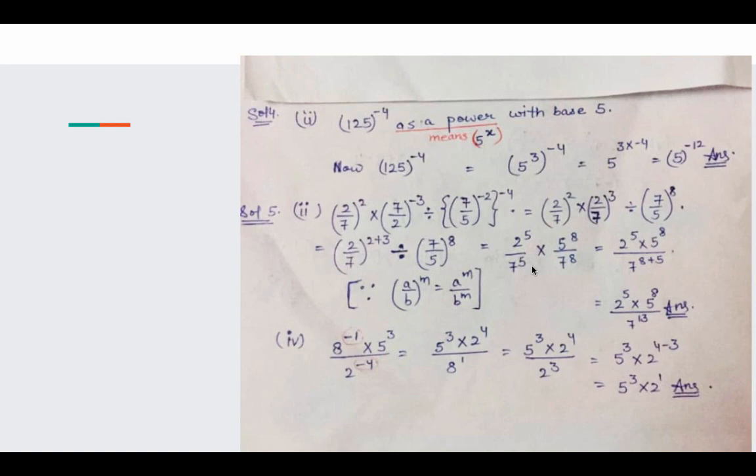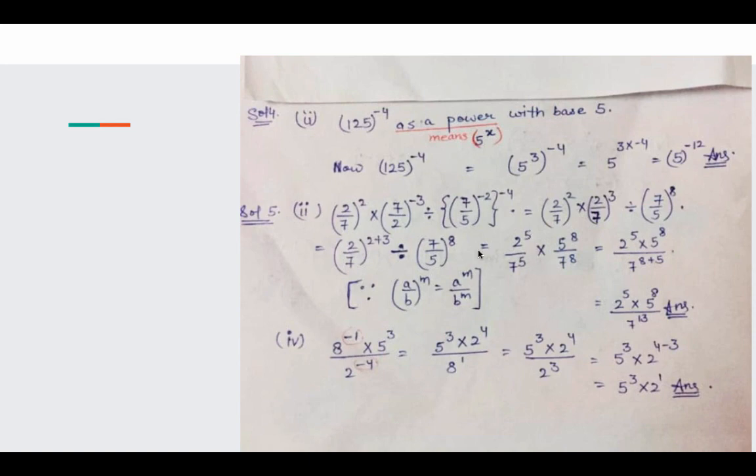What law am I applying? See, students, I have written, if a by b whole raised to power m it is, then it is equal to a raised to power m upon b raised to power m. Each of the numerator and denominator will have the same power. Clear? It will be expressed like this. So same goes for this.